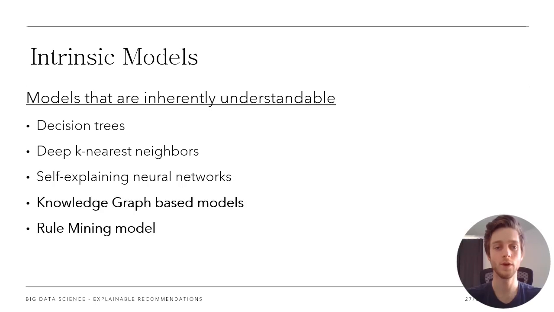Let's dive a bit deeper into these two approaches by giving some examples. Some intrinsic model options are the following: decision trees, deep k-nearest neighbors, self-explaining neural networks, knowledge graph-based models, and the rule mining model. These are all inherently understandable because of the underlying structure. Now let's take a look at those last two in a bit more detail.